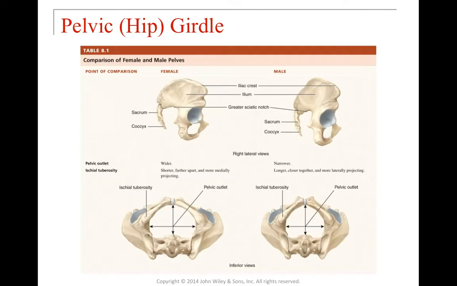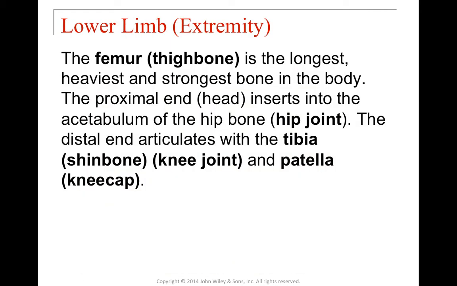Sorry about that. All right, so let's talk about some lower limb extremities. So we're going from the pelvis, now we're going to extend down into the femur. The femur is the thigh bone. It is the longest bone, the heaviest bone, and the strongest bone in the body. It has a proximal end, which interacts with the acetabulum of the hip bone. It looks like a head.